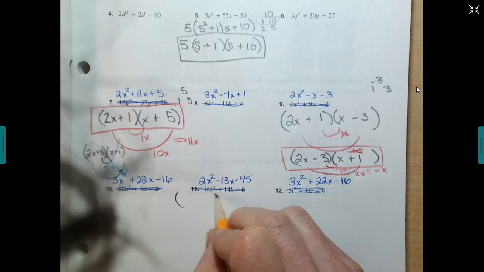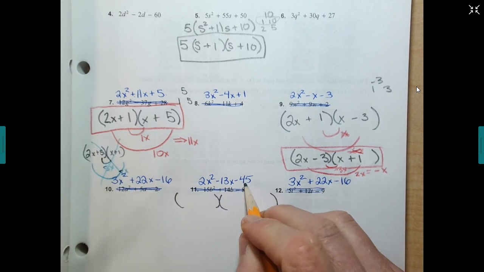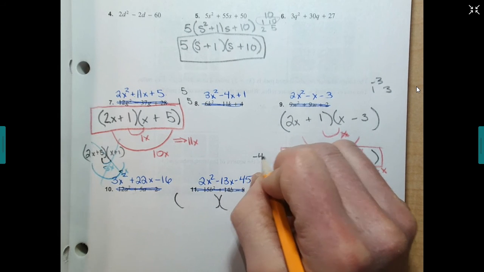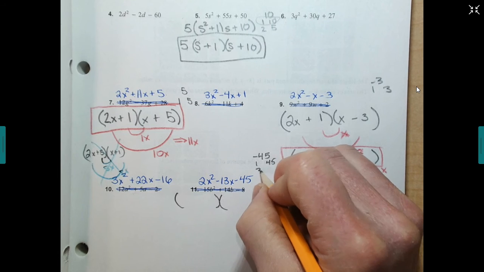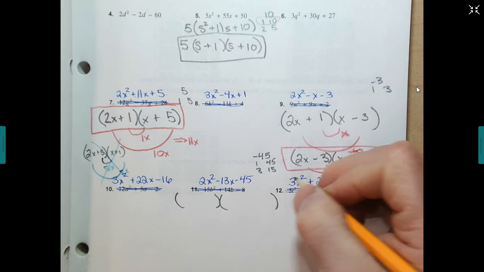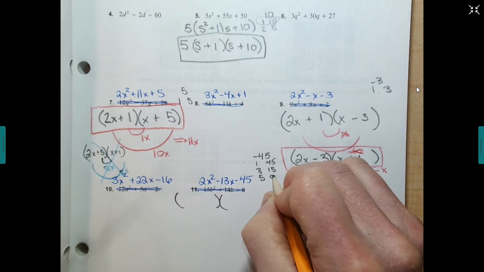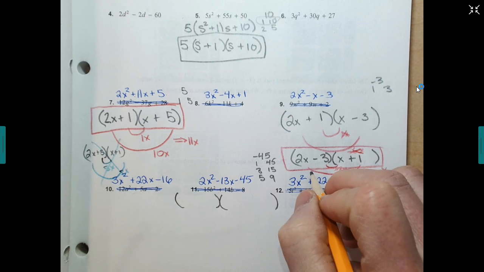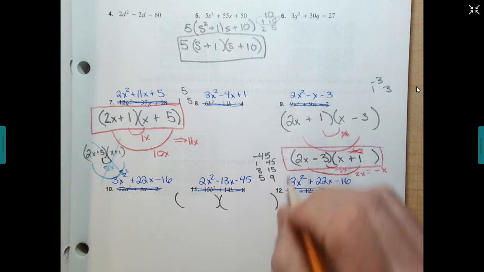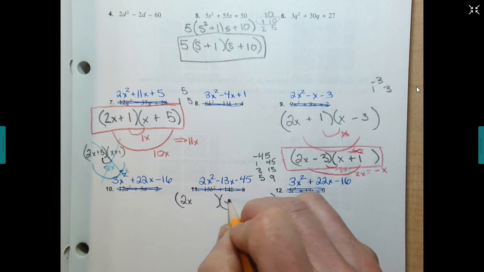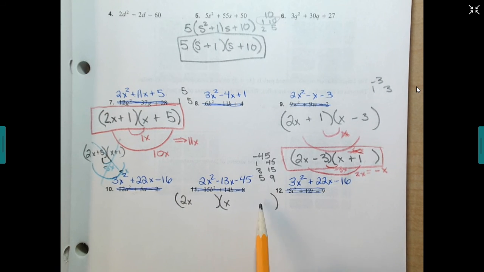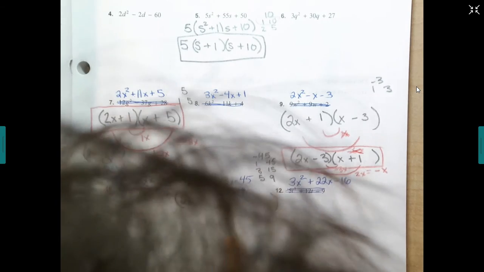All right. Oh, so this one has a lot of options. -45. I have 1 and 45, 2, 3 and 15, 4, 5 and 9, 6, 7, 8, 9, 10. Nope. So there's our three options. To get 2x squared, I have to have a 2x times an x. So now inside here, my double smiley has to come up with a negative 13x.